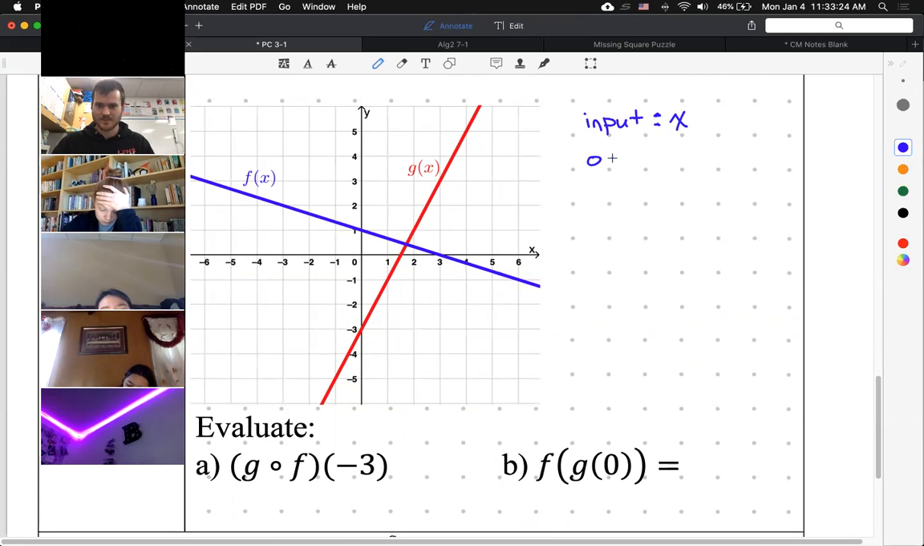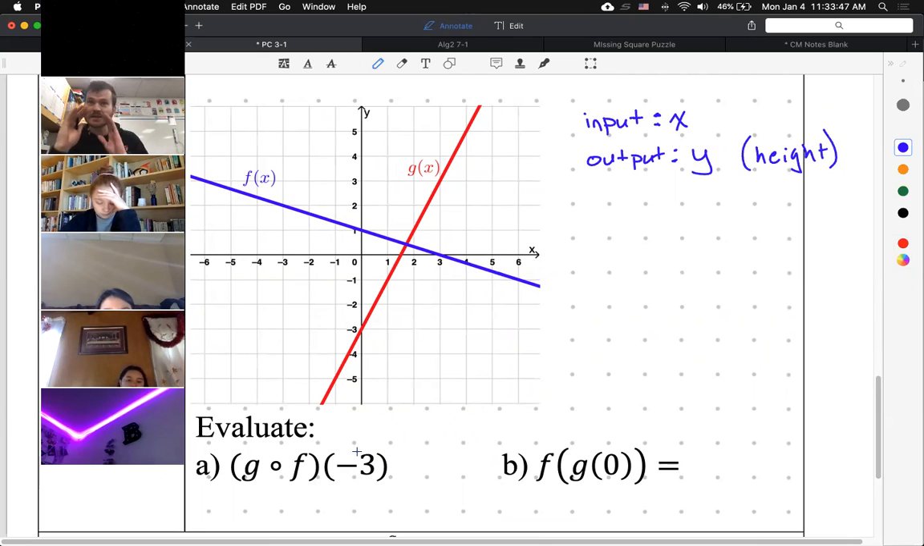And then the output is the Y coordinate. And this might seem simple, like I've seen this over and over, Mr. Sindel. I know the output is Y, but it really means something when you're doing a composition of functions. And then maybe if you don't like the output being Y, you can think of the output as the height. I know that sometimes helps me. So let's think about this.